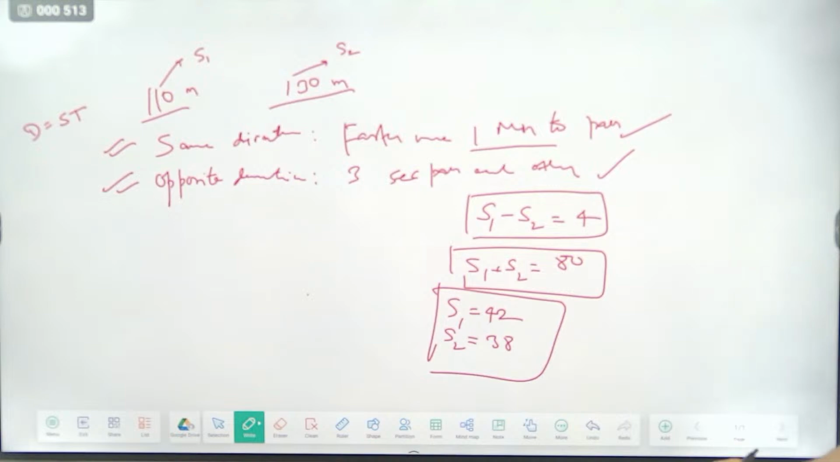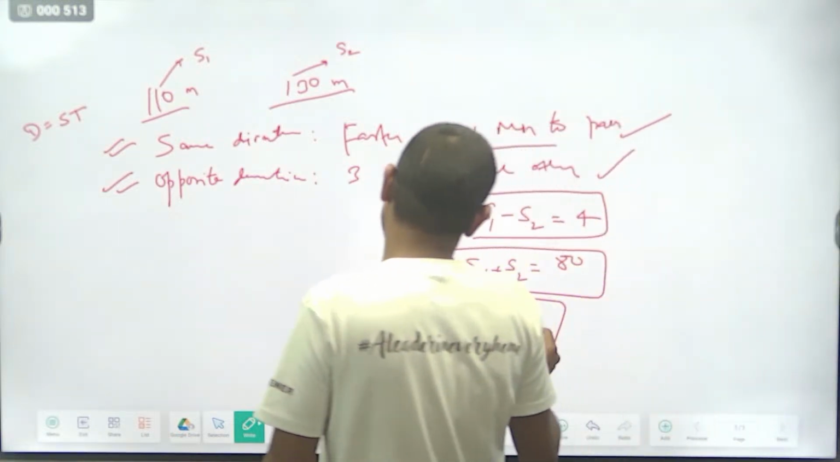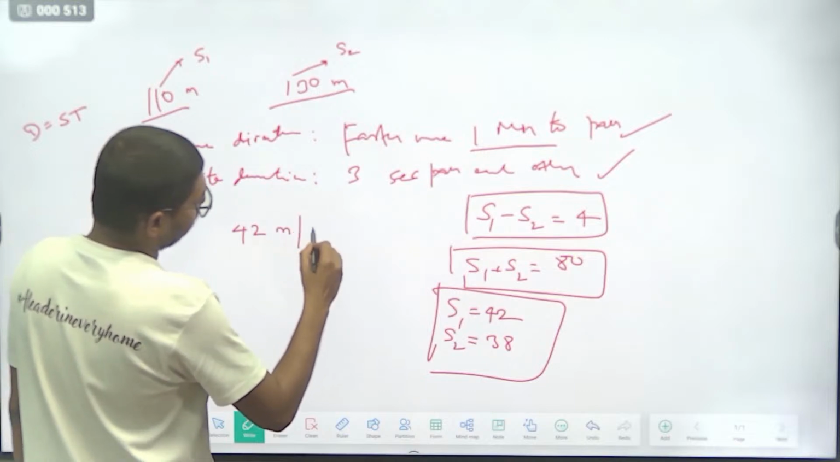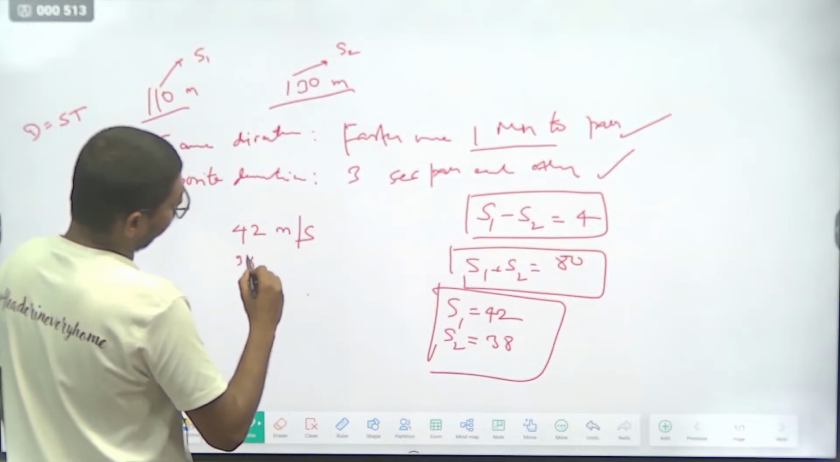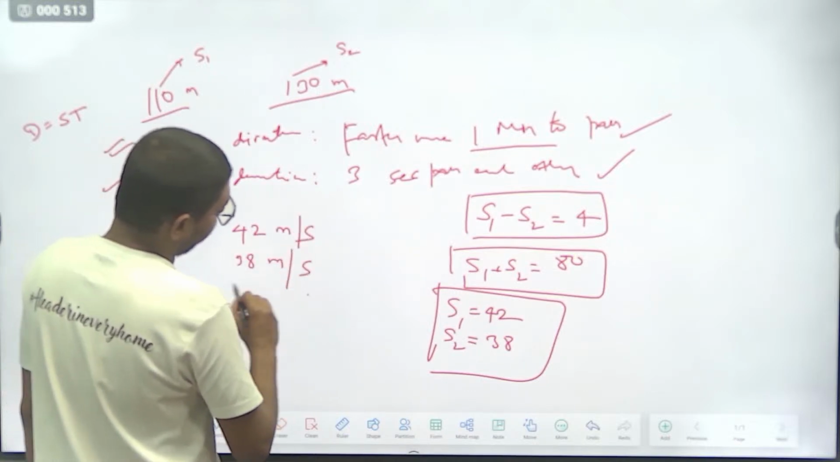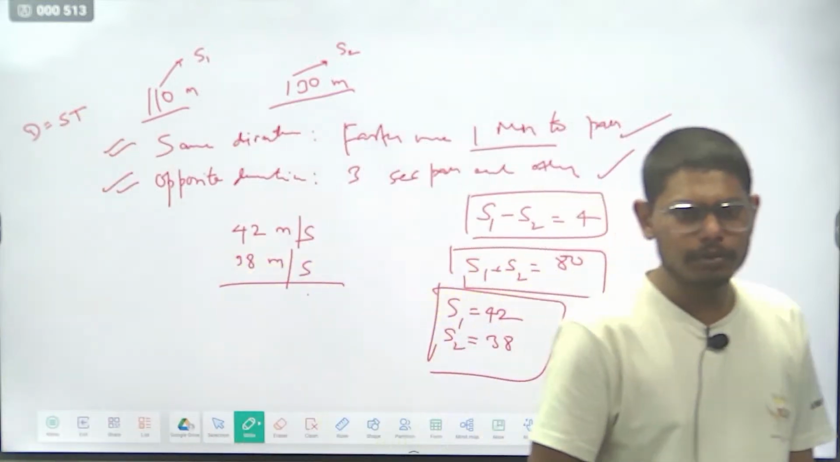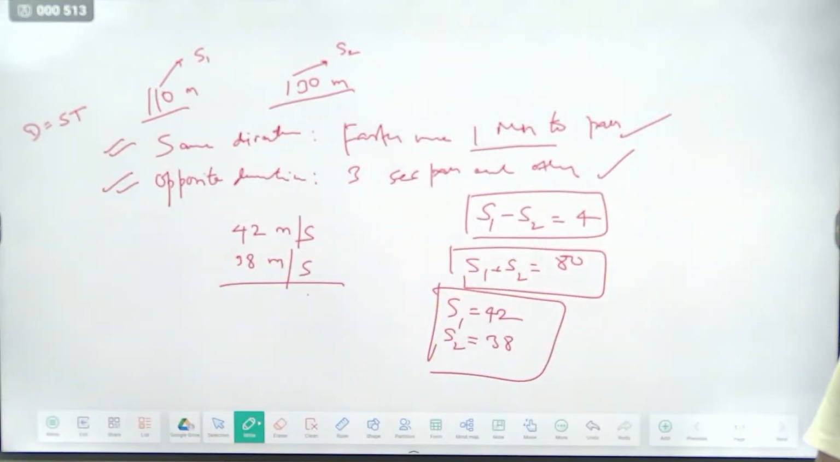So how much is the speed? The faster train has a speed of 42 meters per second, and the slower train has a speed of 38 meters per second, right? Is it clear, all of you?